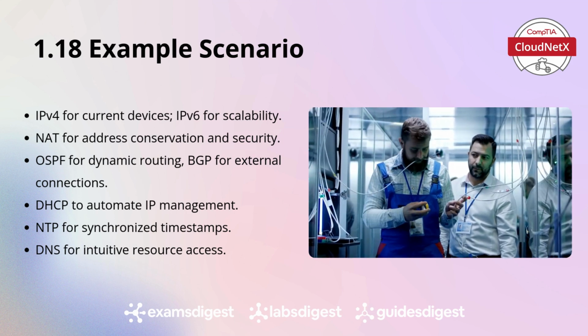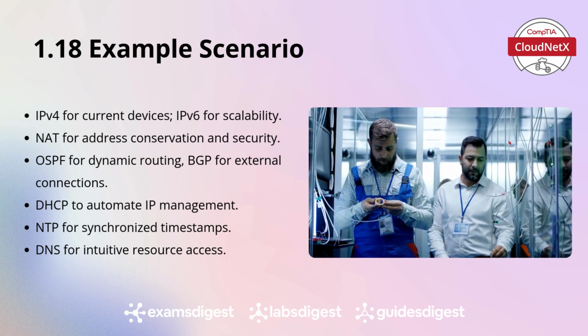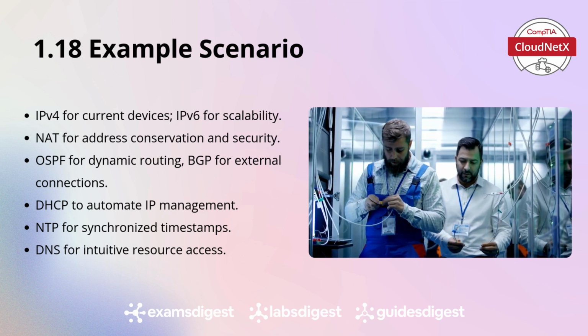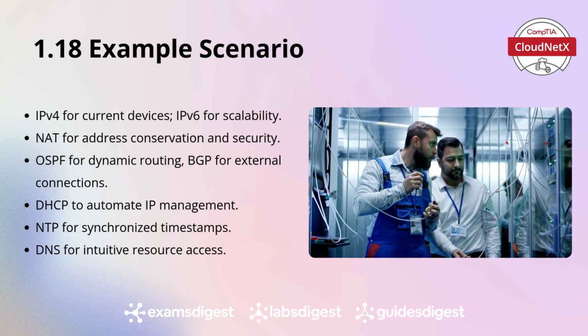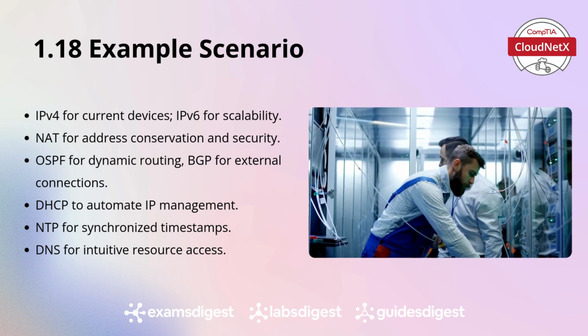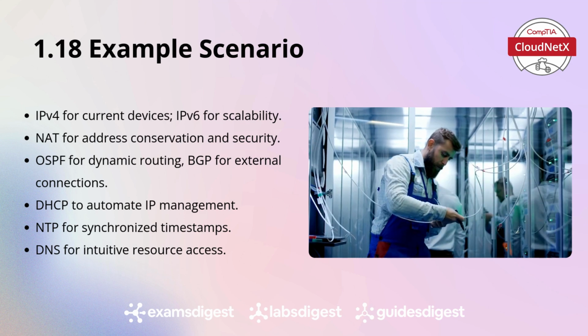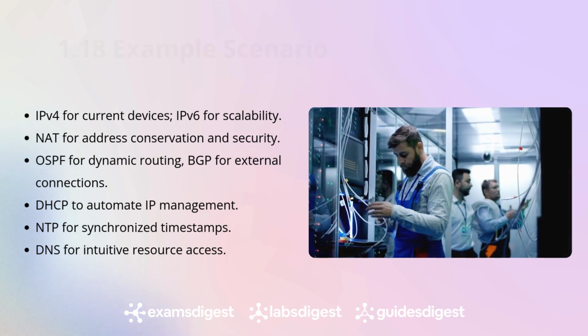For routing, you might choose OSPF for its adaptability within a dynamic internal network, or BGP if you're connecting to external networks. DHCP will simplify IP management, while NTP ensures all your systems are synchronized. And of course, DNS will make accessing resources intuitive for users.